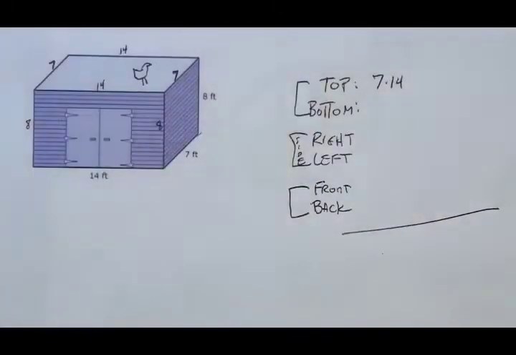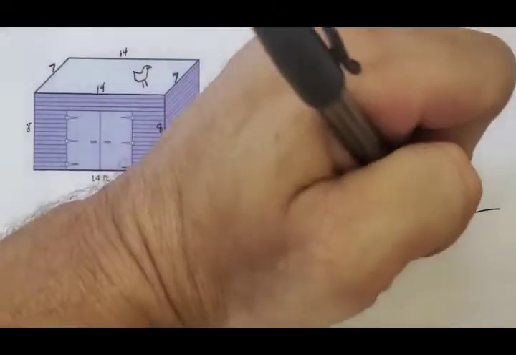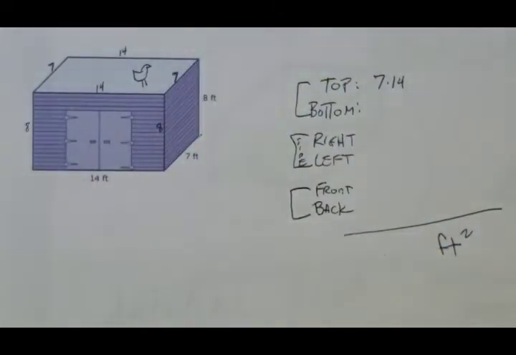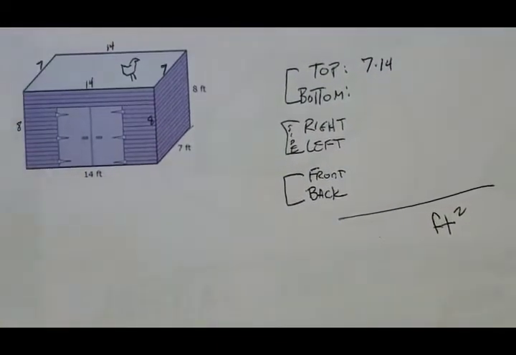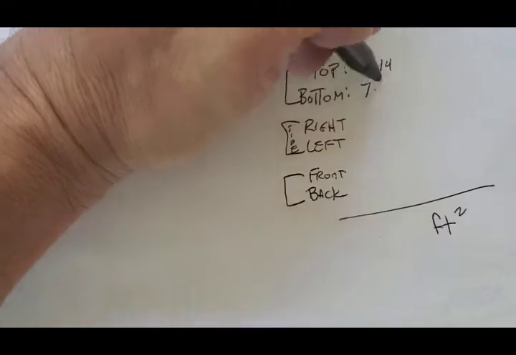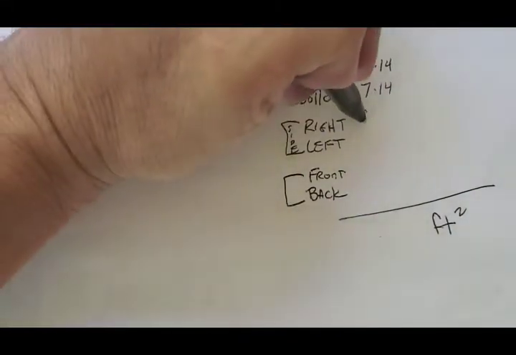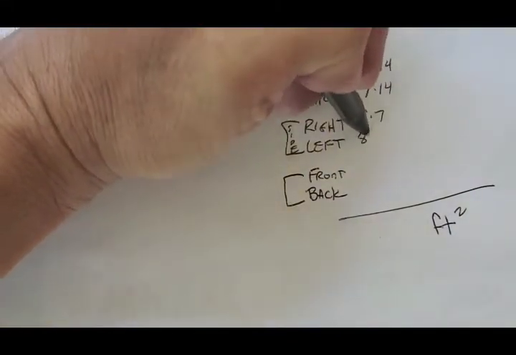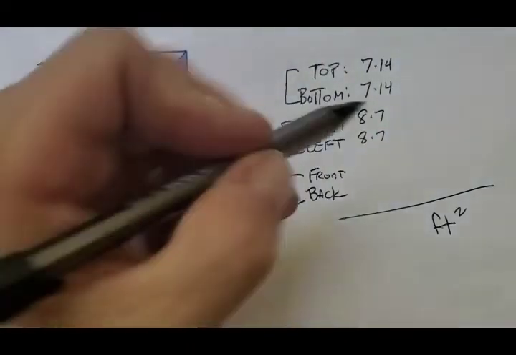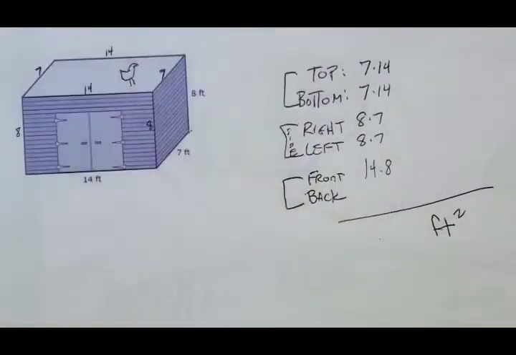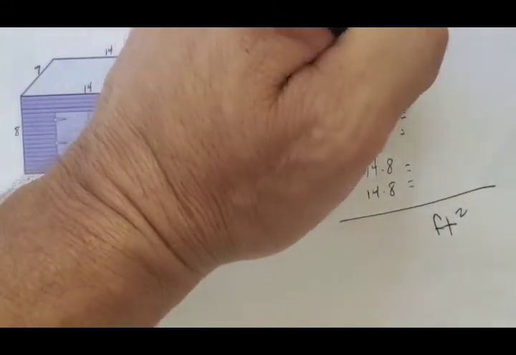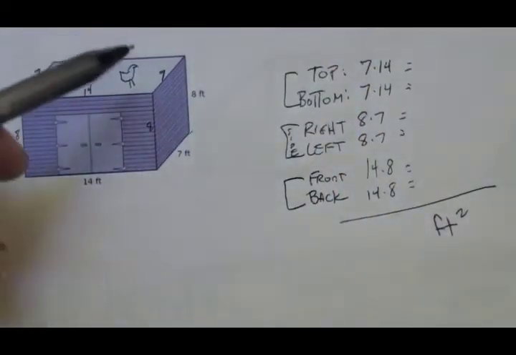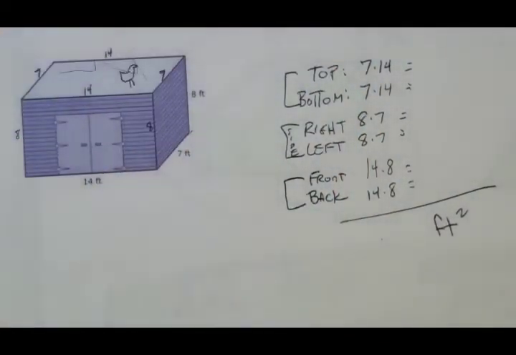And what I'm going to do at the end is include the units. So I'm going to put feet squared so I don't forget, and I'm going to go back and take a look at this. So the top is 7 by 14. That means the bottom's exactly the same. The right is 8 times 7. So is the left. The front is 14 by 8, and so is the back. Okay? So I have listed all 6 sides, the bases, and all the lateral sides.